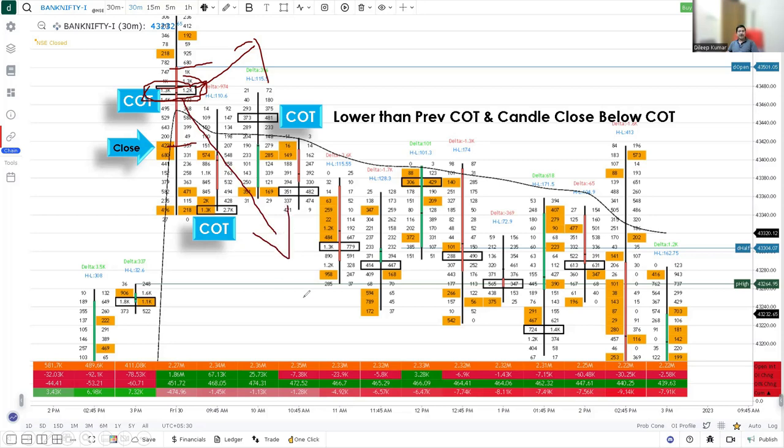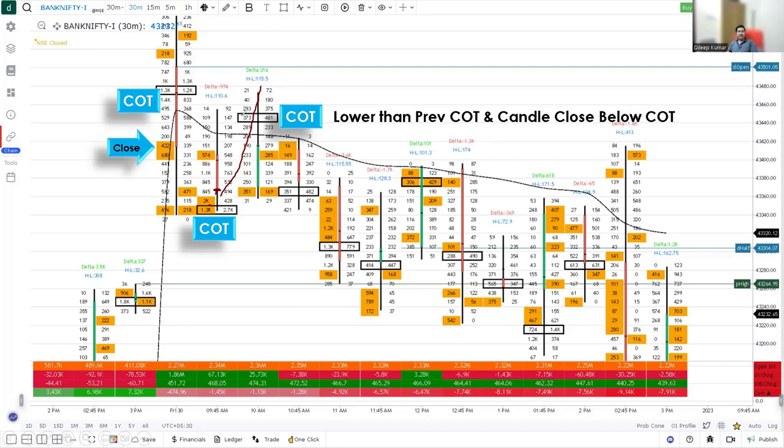Now, how do we understand relative to the previous POC? Look at it. This is the previous POC. Here we have this POC. So this POC itself is lower than the previous POC, which means the people are not ready to buy at higher levels, because they perceive the value to be lesser than the previous one. Now, next candle. Here also, the prices have closed above the POC. That's the reason why it made a little spike.